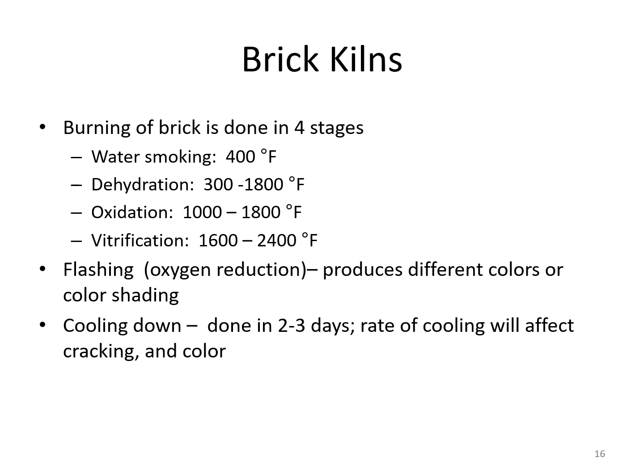That's where you pop up the heat quite a bit, between 300 and 1800 degrees Fahrenheit. Oxidation is another stage that's 1000 to 1800 degrees Fahrenheit. And finally vitrification, which is the really high heat, 1600 to 2400 degrees Fahrenheit. And of course, what is called flashing, which is reducing the oxygen in the burn in the kiln, produces different colors or color shading.